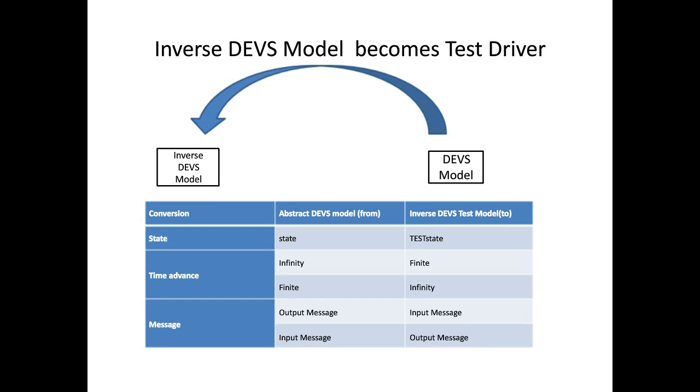So when the system is waiting for some input, the test model must provide that input, and when the system is generating an output, the test model must accept that input. The interesting thing is that the timing involved with these states is also nicely related in the DEVS case. So we go from infinite waiting, meaning waiting for something, to a finite value, meaning you have to provide an input when the other system is waiting, and so on.